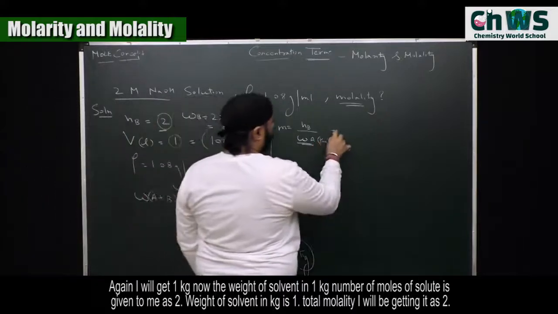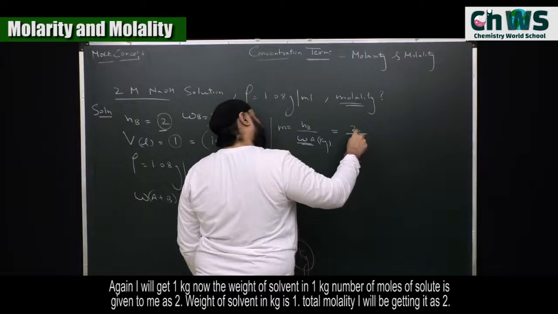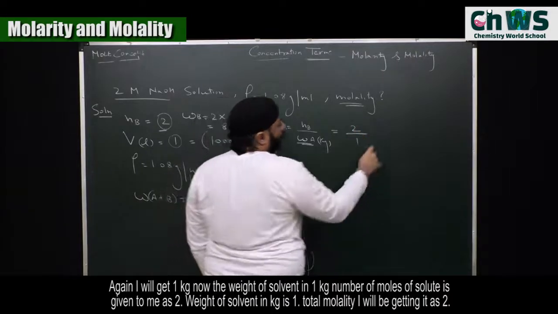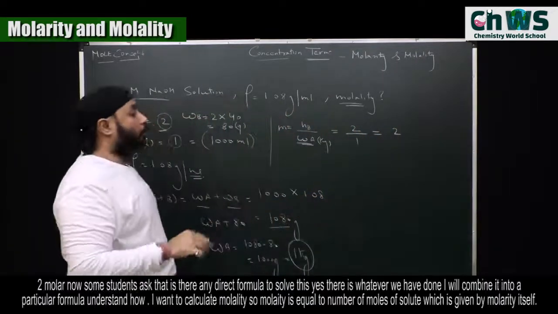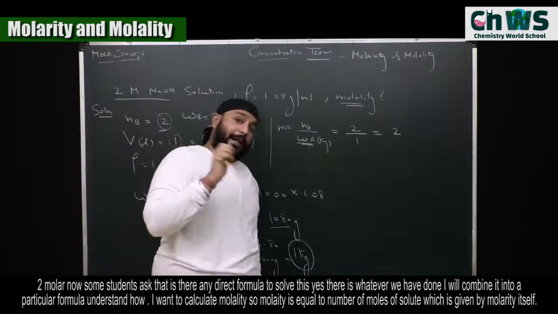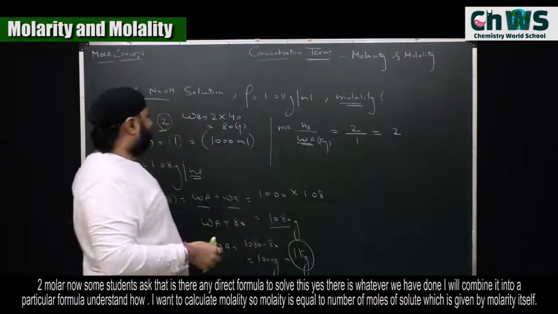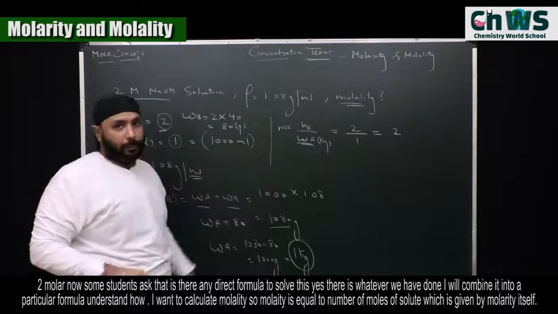Number of moles of solute is given to me as 2. Weight of solvent in kg is 1. So total molality I will get as 2 molal. Now some student asked, is there any direct formula to do that? Yeah, there is. Whatever we have done, I'll just combine all these steps into a particular formula.